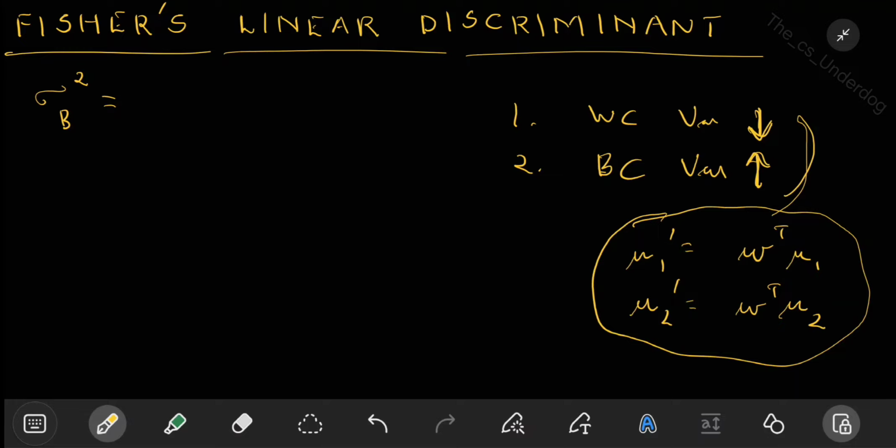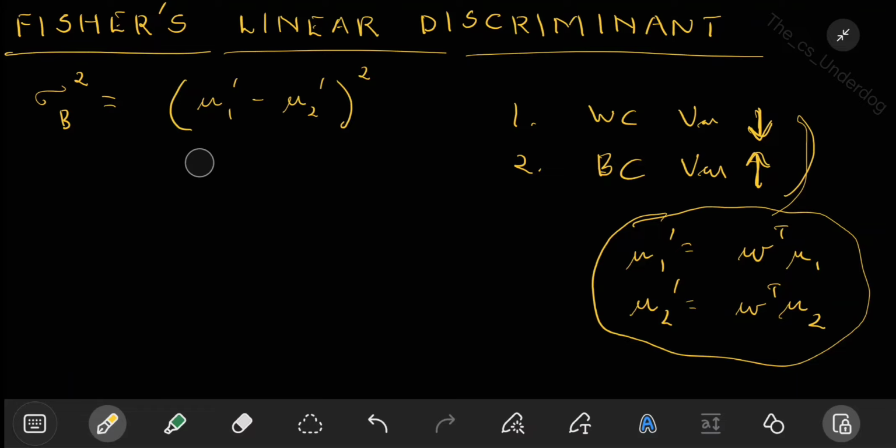That is the between class variance between the two classes after projection onto the axis. This can be calculated as (mu1 dash minus mu2 dash) the whole square. So instead of writing (mu1 minus mu2) into (mu1 minus mu2) whole transpose, I'm writing (mu1 minus mu2) whole square. Now what is this mu1 dash and mu2 dash? We'll use this result.